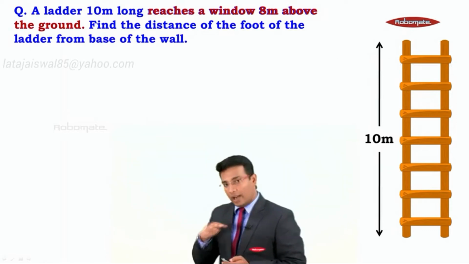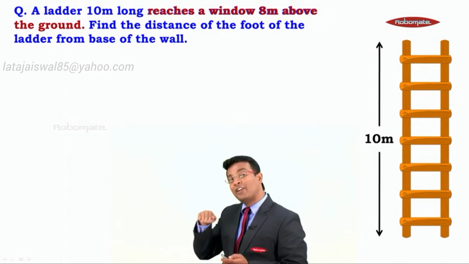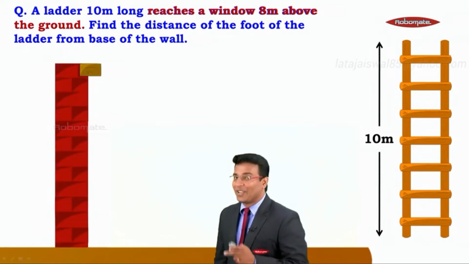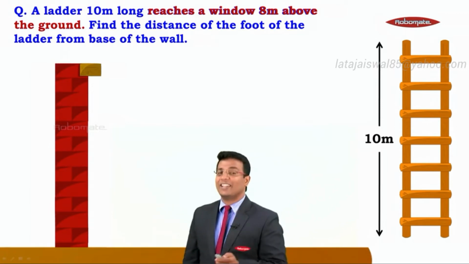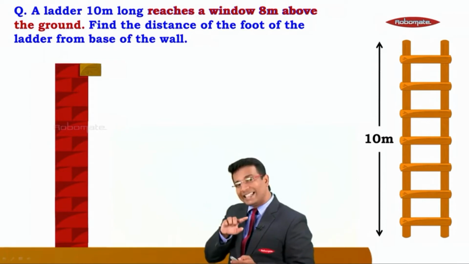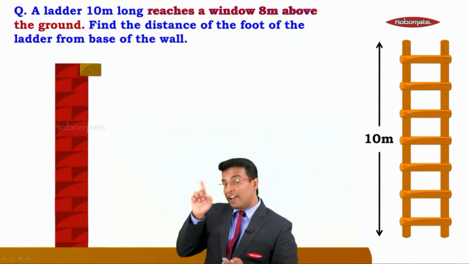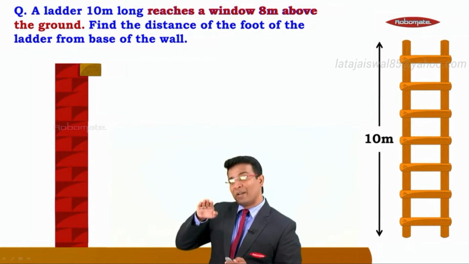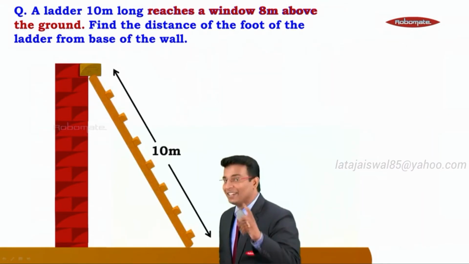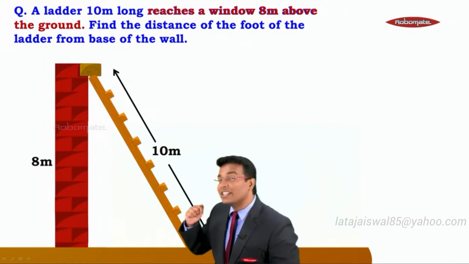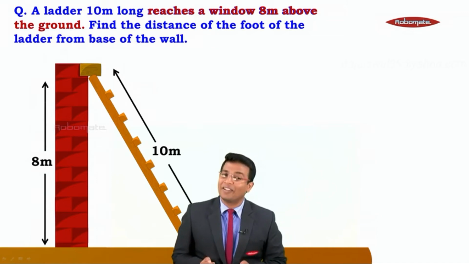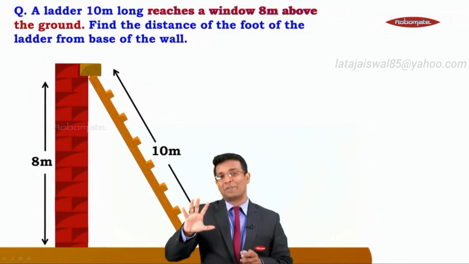That means we require a ground and a window which is at a height of 8 meter from the ground. So we have that here, right? We have a ground and a window which we have considered at a height of 8 meter above the ground. Now this ladder reaches that window, 8 meter above the ground. So it would be something like this. This is a ladder 10 meter long, which reaches a window 8 meter above the ground. This is just a picturization of that particular sum.